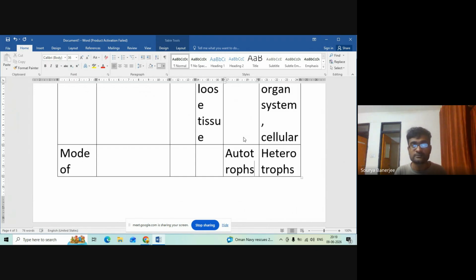Only photosynthesis. In case of fungi, they are heterotrophs because they are saprophytic or parasitic. I am not writing. Okay.